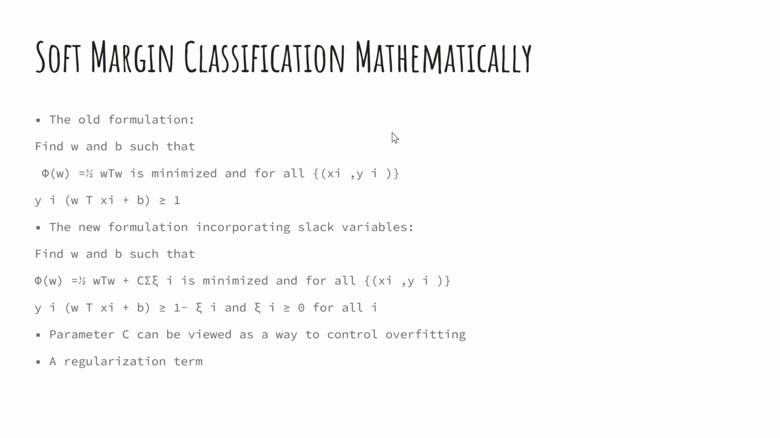Soft margin classification mathematically. The old formulation: find w and b such that Φ(w) = 1/2 wᵀw is minimized, and for all (x_i, y_i), y_i(wᵀx_i + b) ≥ 1. The new formulation incorporates slack variables: find w and b such that Φ(w) = 1/2 wᵀw + CΣξ_i is minimized, and for all (x_i, y_i), y_i(wᵀx_i + b) ≥ 1 − ξ_i. Parameter C can be viewed as a way to control overfitting, a regularization term.